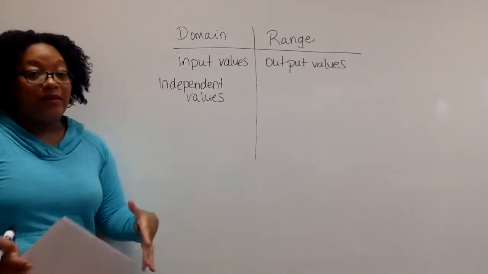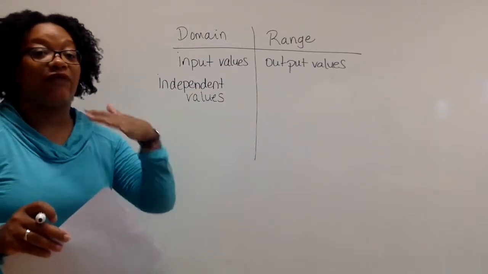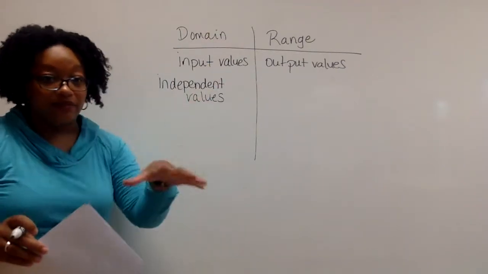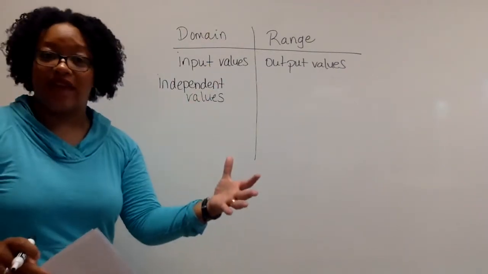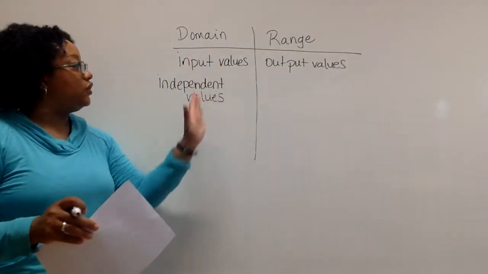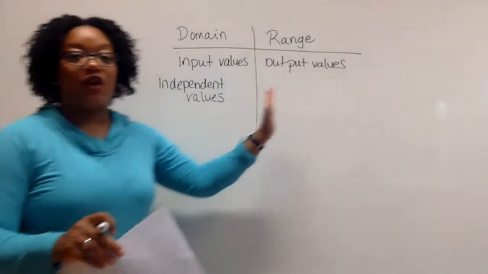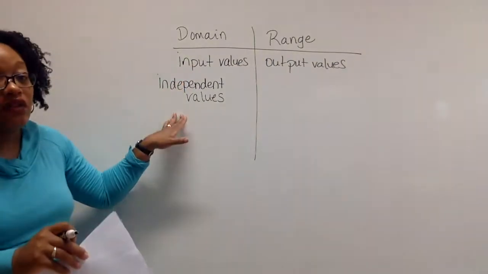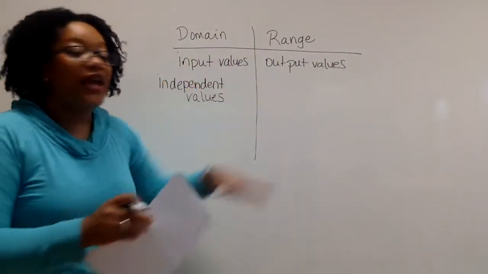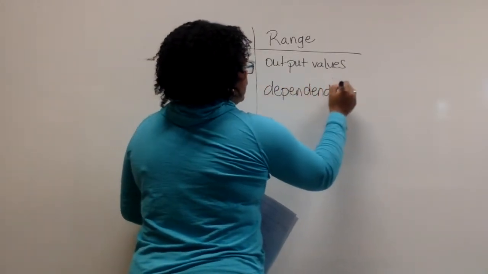Now, your independent values, like I said, are what you're starting with. Those are the set numbers, fixed values that you can't mess with. Something's going to happen, like how many gallons of gas I put in my car, or how many hours you work, that you relate to what you're starting with to get the range. So your range depends on your starting point, your independent value. So your range will be your dependent values.